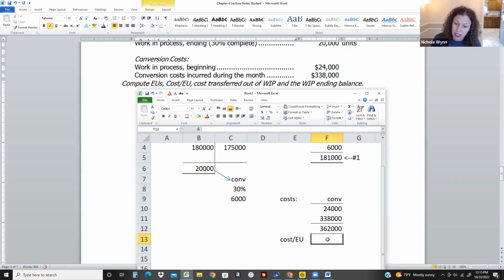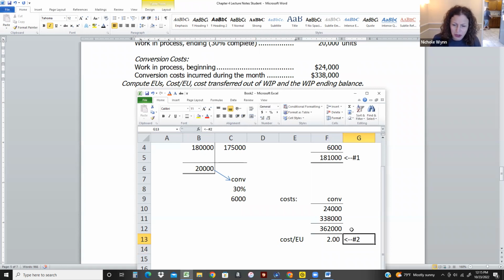So for cost per EU, I'm going to do exactly what the formula says: cost divided by EUs. Is it 2 even? Oh, that's so weird. I'm going to hit the comma button to give it a nice whole number. Good, $2. Perfect. So this is my answer for number 2.